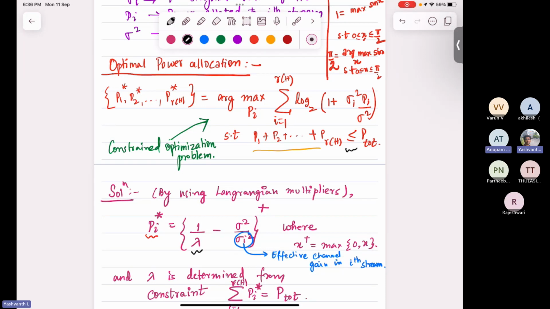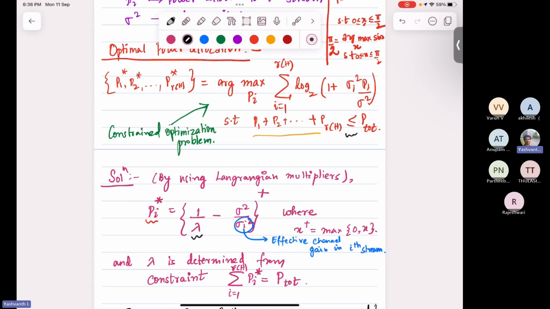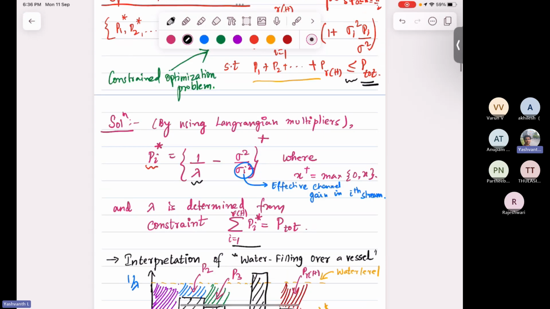But if you solve for all these PIs, you will end up showing that these optimal PIs will be such that, as is evident from this, I'm finding the 1 by lambda such that this PI is summing to P total, which means if I sum all these PI star, they will be equal to P total only. Here I did not put less than or equal to.